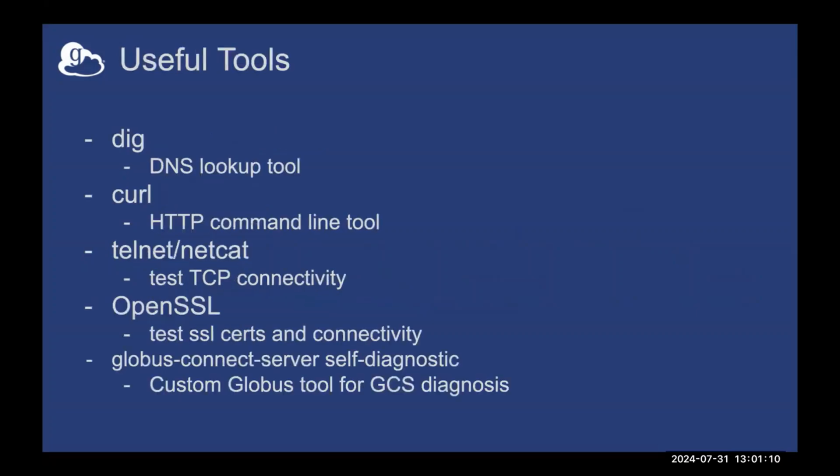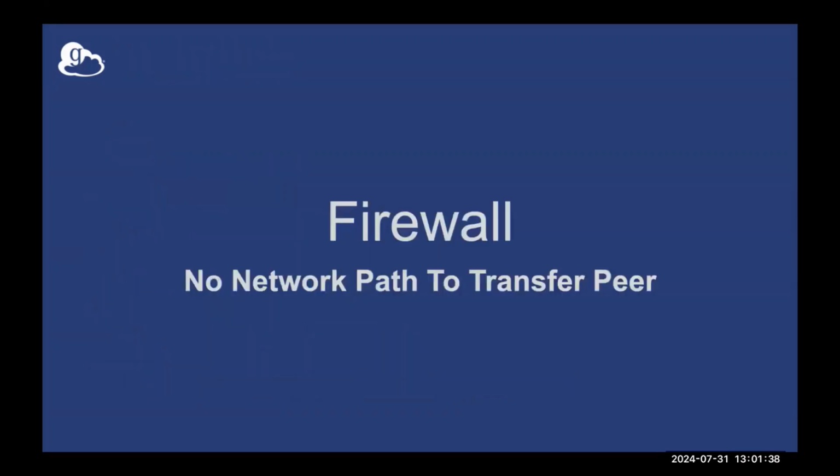Some of the useful tools to have when you're diagnosing the systems are listed here. I won't go through each one, because I think most of them are really familiar to people. One that may not be is Globus Connect Server Self-Diagnostic. That's a tool that we package with GCS, so if you have GCS, you'll have that tool. It inspects your system and gathers up information that's very helpful for support, but can also be helpful for you in self-diagnosing and self-rectifying GCS nodes as well. And we'll talk about that one a bit.